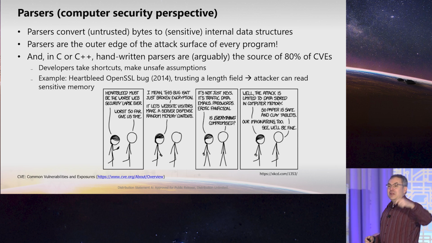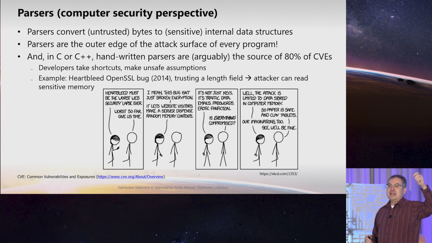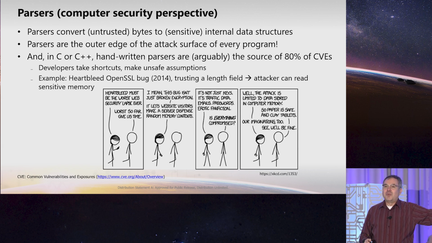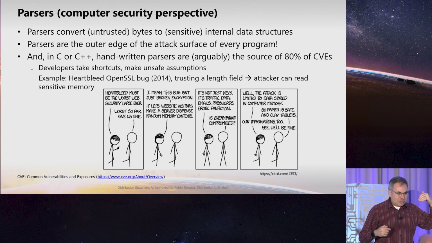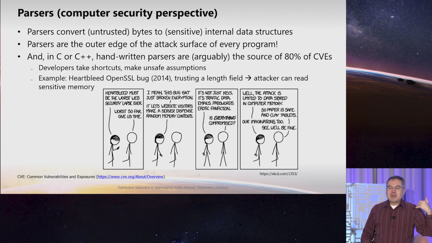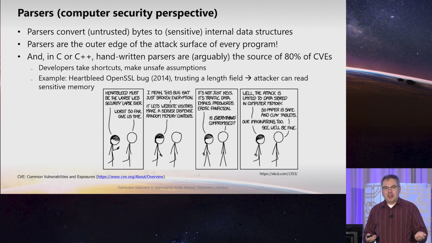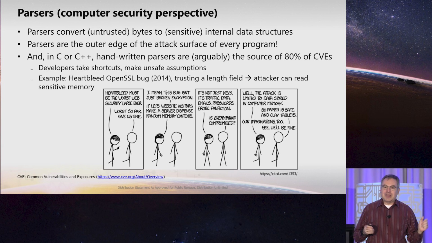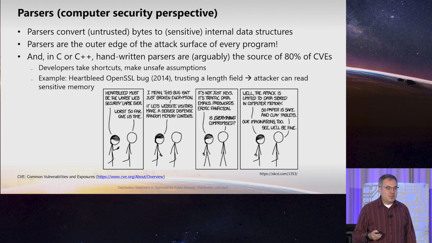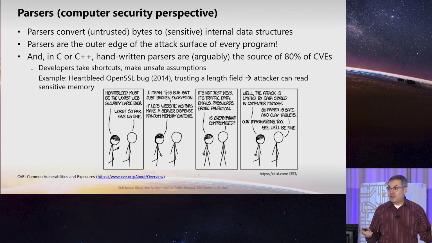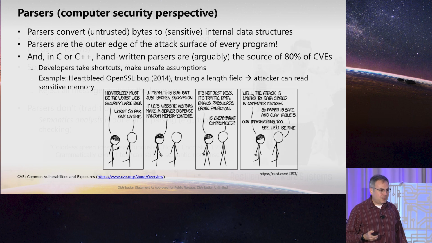So the attacker could read out your secrets, read out your keys, read out all the bad stuff that you don't want leaking. So the challenge is, how can we help the developer avoid taking these little shortcuts? How can we eliminate this entire class of bugs all at once? That's the parser. That's the piece we want to fix.